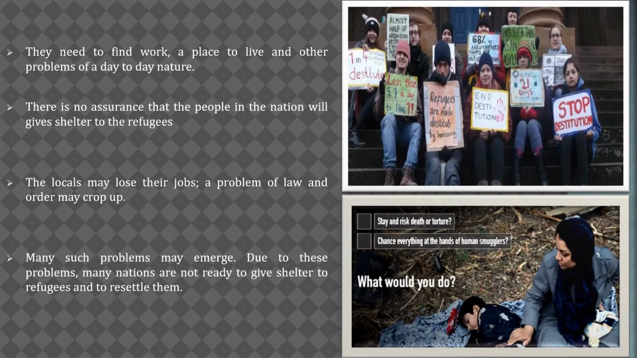There is no assurance that the people in the nation which gives shelter to the refugees will accept them. On the contrary, as the number of refugees increases, the strain on the economy of the host nation increases. A shortage of essential goods is created. There may be an increase in crime or even inflation. The locals may lose their jobs. Problems of law and order may crop up. Many such problems may emerge. Due to these problems, many nations are not ready to give shelter to refugees and to resettle them.